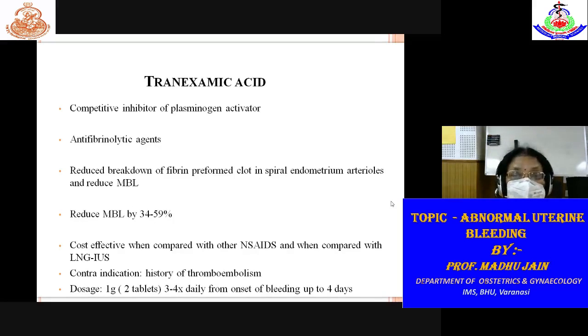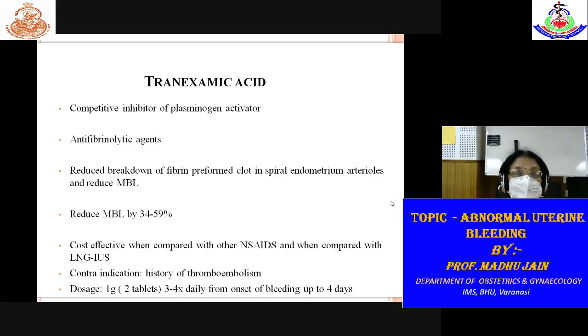Tranexamic acid is a very commonly used drug. It is an antifibrinolytic agent. It is a competitive inhibitor of the plasminogen activator. It is the most commonly prescribed drug because it is free of side effects. It decreases the menstrual blood loss by about 50%. It is very cost effective in comparison to the levonorgestrel intrauterine device and free from side effects as compared to the non-steroidal anti-inflammatory drugs.